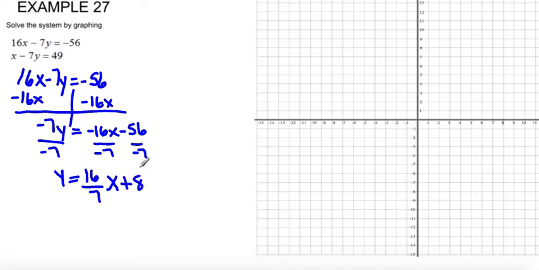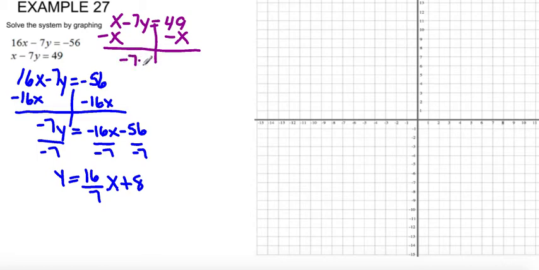I have to do the same thing with the second equation, so I have x minus 7y equals 49. I have to get y by itself. This time I'm subtracting just x on both sides, so I subtract x on the left and on the right. So on the left side I'm left with negative 7y, and then on the right side I have negative x plus 49. To get y by itself I have to divide both sides of the equal sign by negative 7.